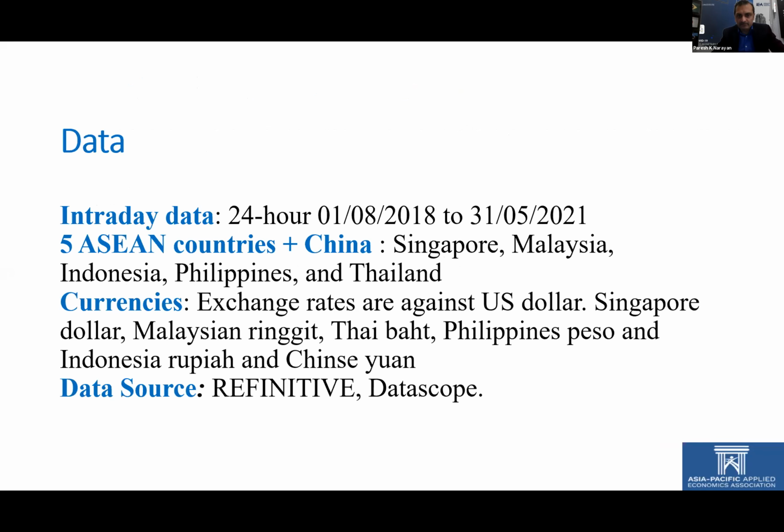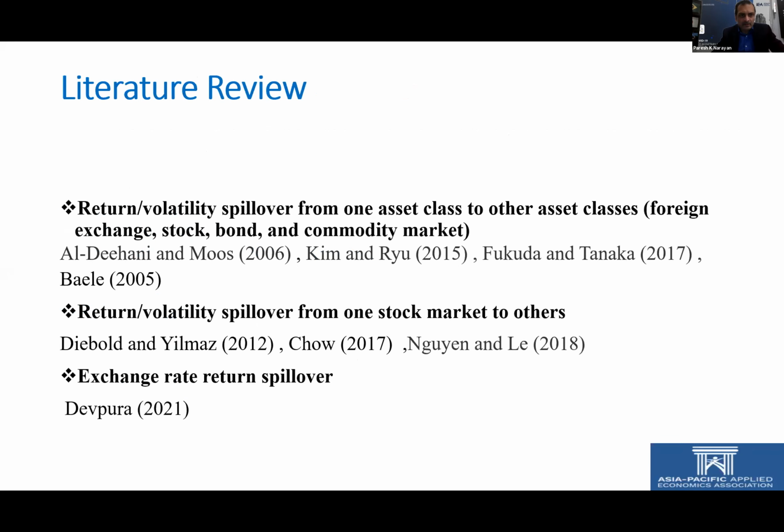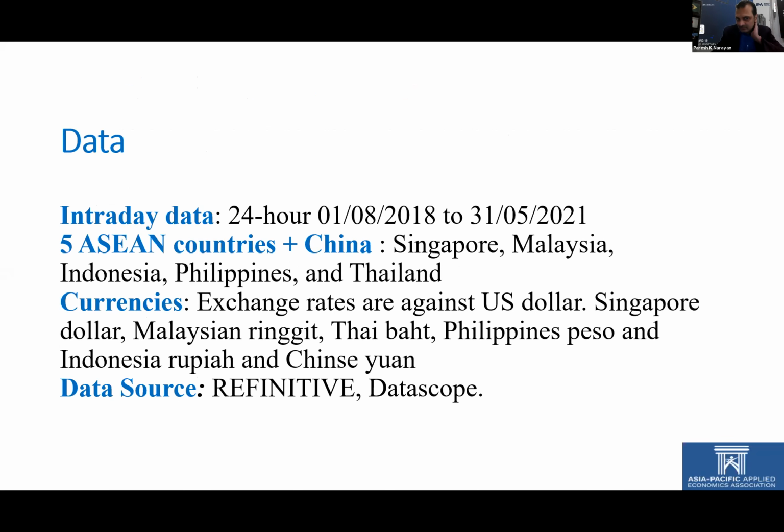I'll skip the literature. Okay, I'll get to the data. This data is interesting because we use hourly data, and it goes from 2018 to 2021. We have 5 ASEAN countries plus China for robustness tests: Singapore, Malaysia, Indonesia, Philippines, and Thailand. The data comes from Datascope.